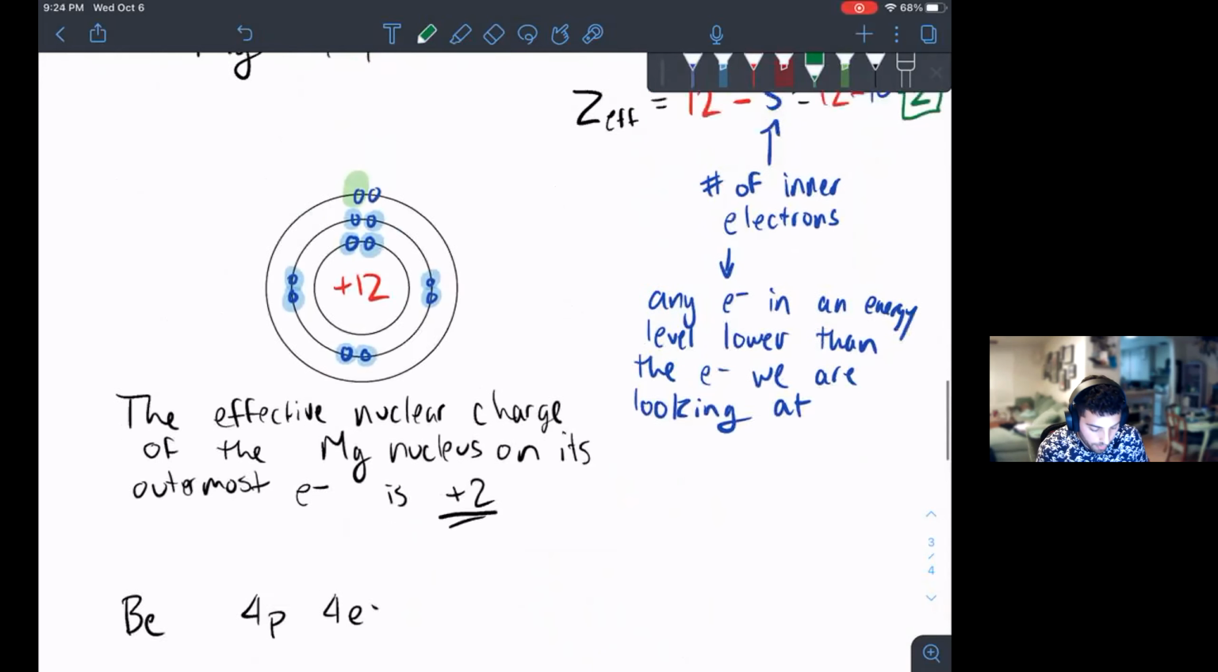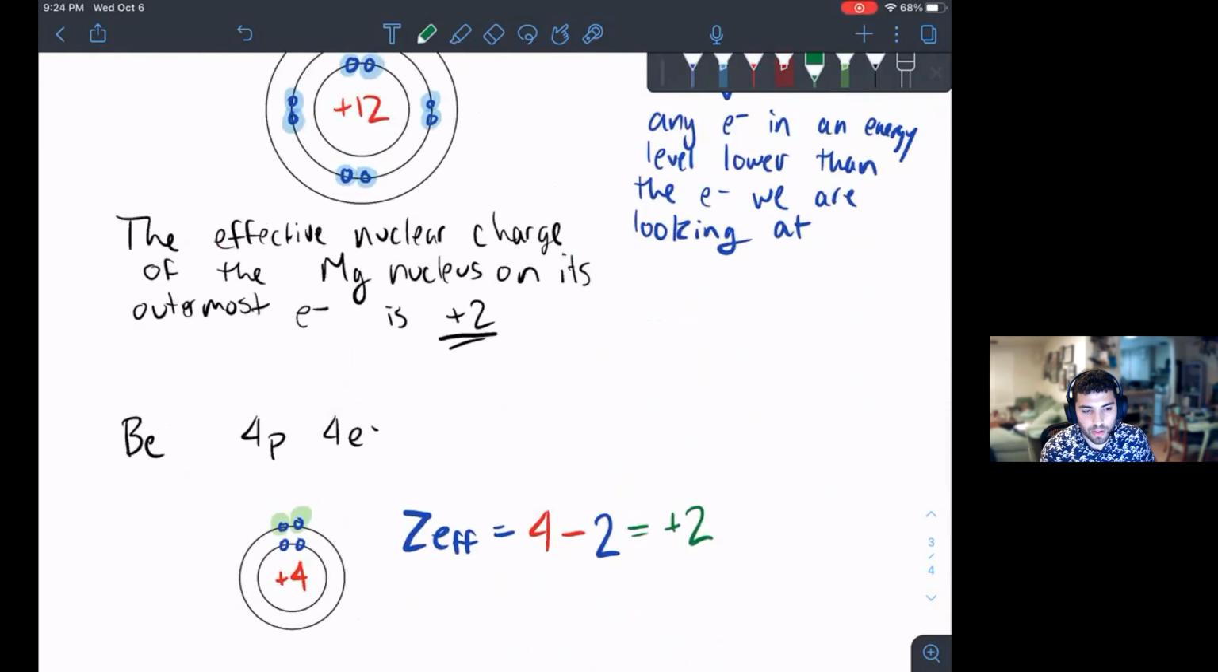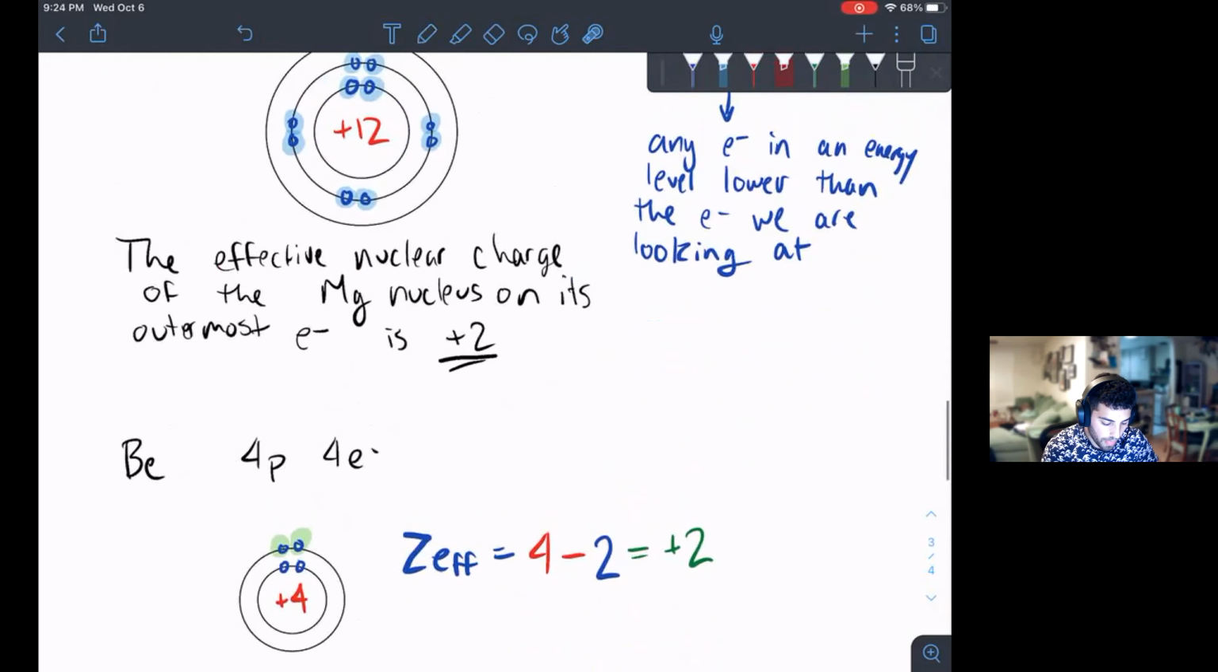However, you may remember that I said shielding is an estimation. And it turns out that these inner electrons shield much less than the further out inner electrons. And then one more consideration is distance.